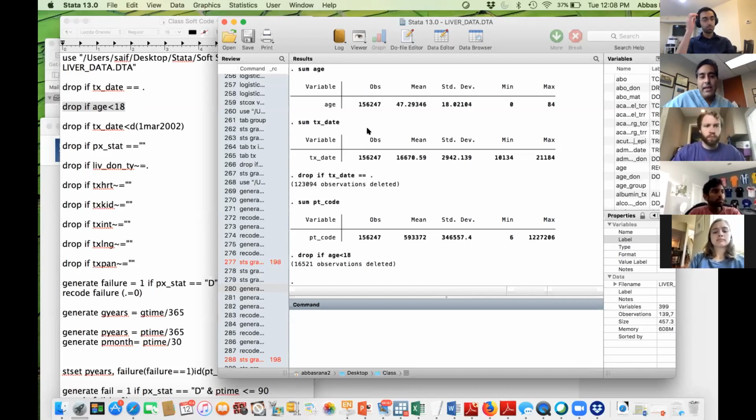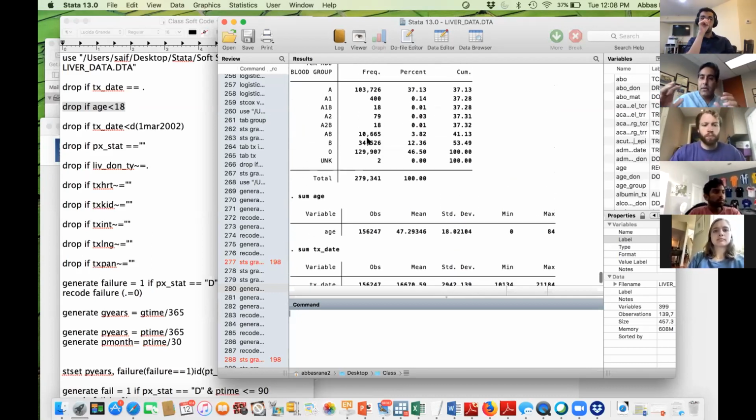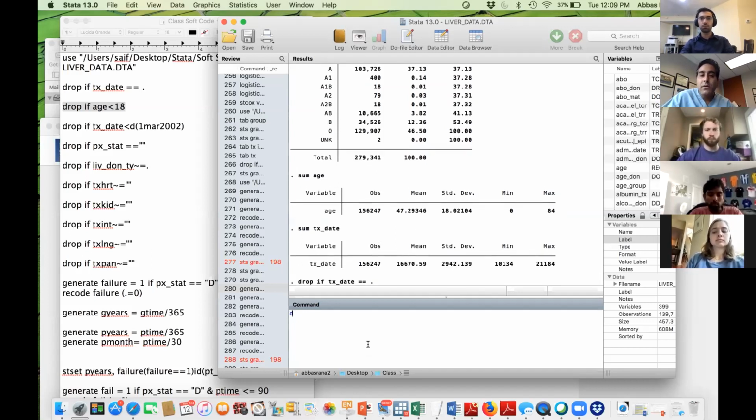So already, just by handling this data, this is the entire experience in the United States. Just by handling this data, we have so much information. And that's kind of the reason why I say the magic really isn't handling the data, because handling the data is going to inform you about the data. So already we know in the entire US experience, 279,000 people got listed, 156,000 got transplanted. So that's a transplant rate of about 55%.